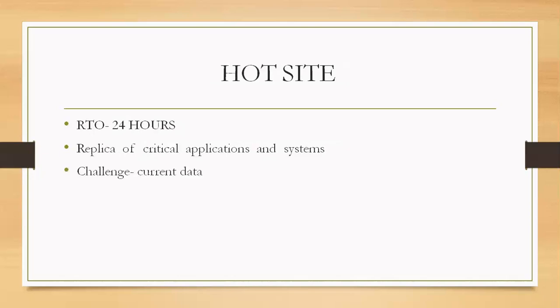Then we have the hot site. A hot site is also an upgrade of the warm site. So if your recovery time objective is 24 hours, the data center must be up and running within 24 hours of disaster, then you need a hot site. So this is a replication of your data center. Your key applications, the key servers, or your key computers in the data center are replicated in the offsite, so it is ready to go live within 24 hours. The challenge here is current data, because you may not have synchronous replication of data, so that could be a challenge.